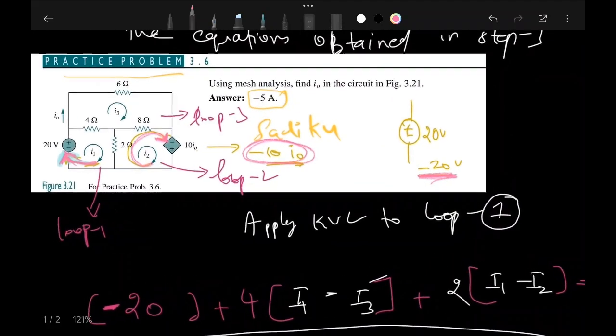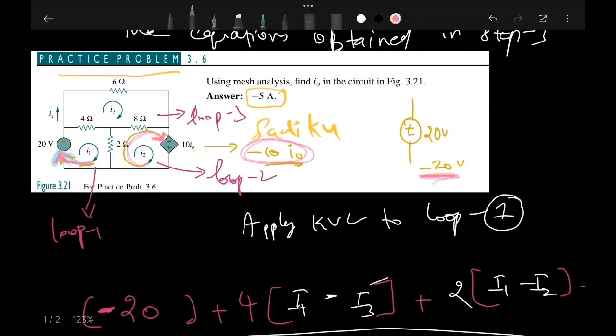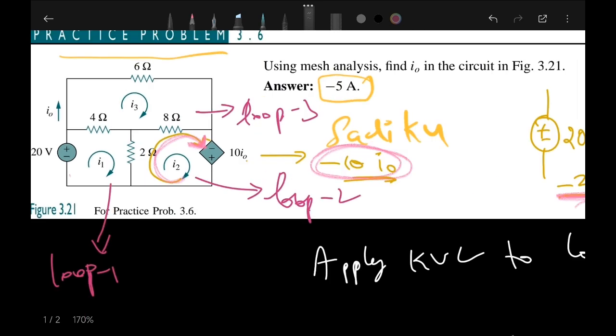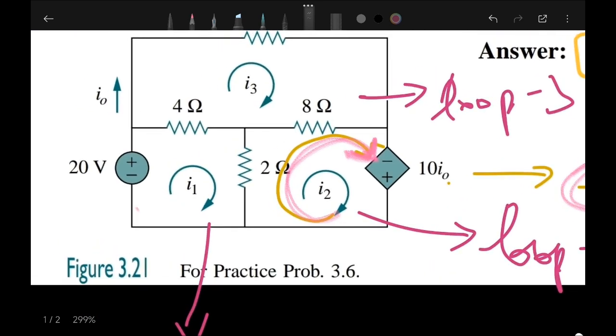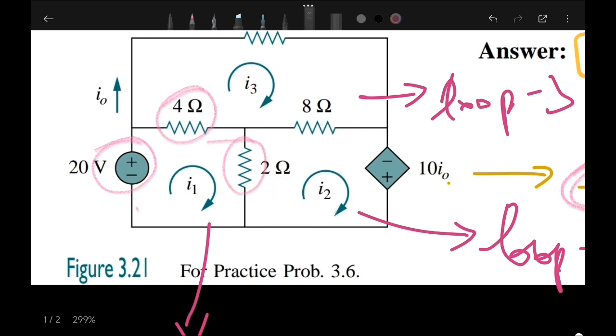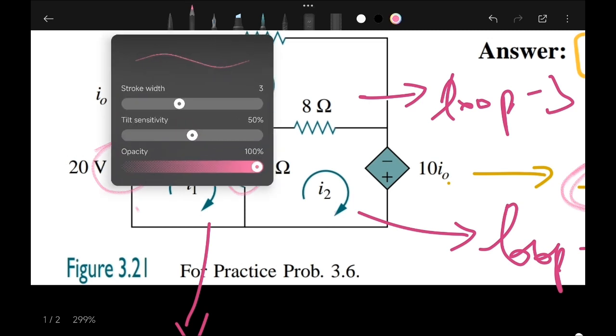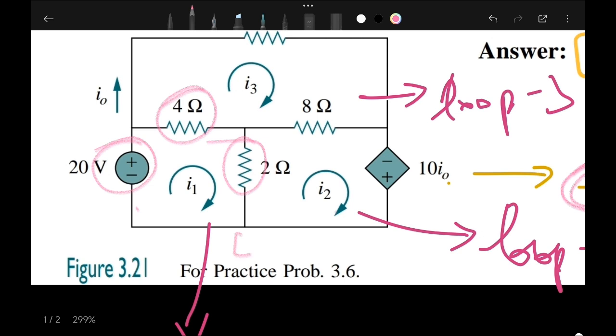So apply KVL to loop 1. In loop 1, how many elements are connected? Let me highlight loop 1. If you observe, 1, 2, 3. So 3 elements are connected in loop 1. That's why keep 3 brackets. First bracket plus second bracket plus third bracket is equal to 0.